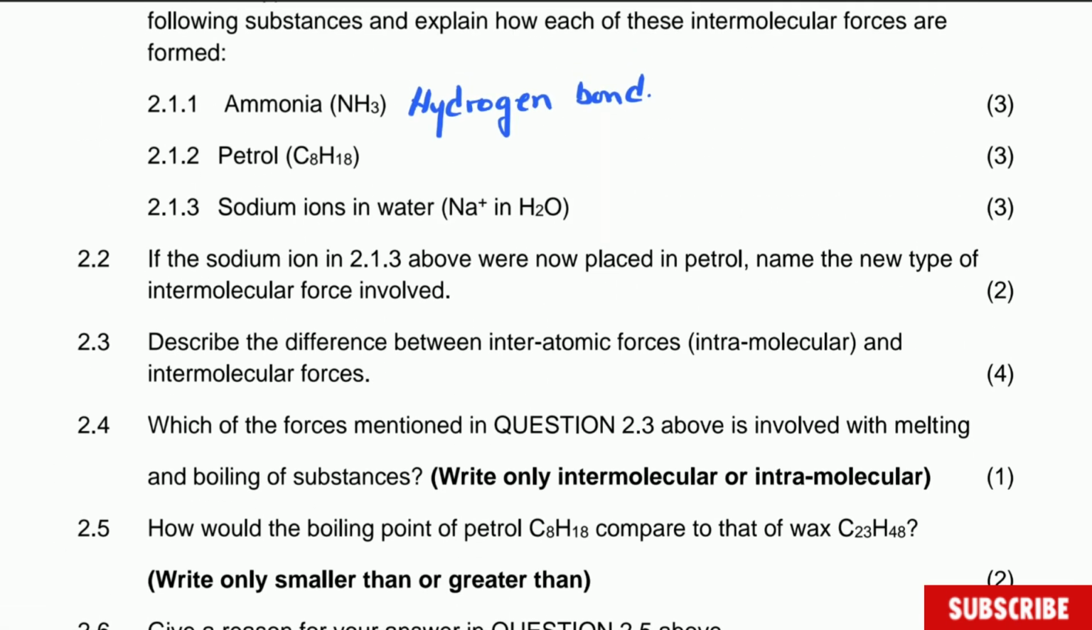And then sodium ion in water. This one is quite simple. You have sodium in water. Sodium is positive and water is a polar molecule. So if you have sodium in water, sodium is a positive ion.